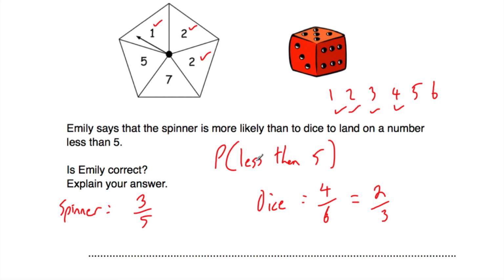So that's fantastic. We've found the probability of getting less than a 5 on the spinner and less than a 5 on the dice. Now, she said it's more likely to get a number less than 5 on the spinner than the dice. We just need to compare these 2 probabilities and see which one's bigger. And which one's bigger is the one that's most likely to land on a number less than 5. So let's have a look at these.